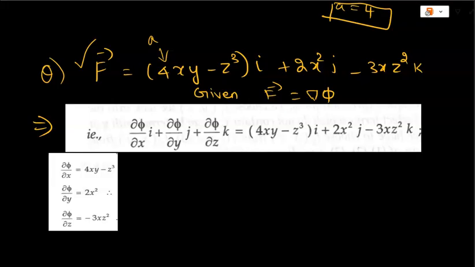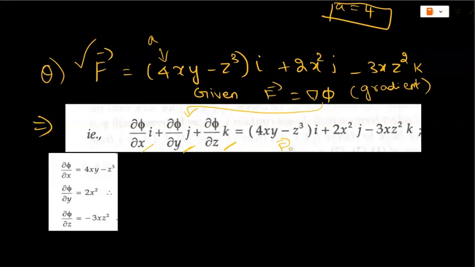Now what is the clue they have given? F vector is equal to del phi. This means gradient. Del phi means gradient. What is the formula for del phi? This del phi is nothing but del phi by del x i plus del phi by del y j plus del phi by del z k. And this is your question, the f vector.